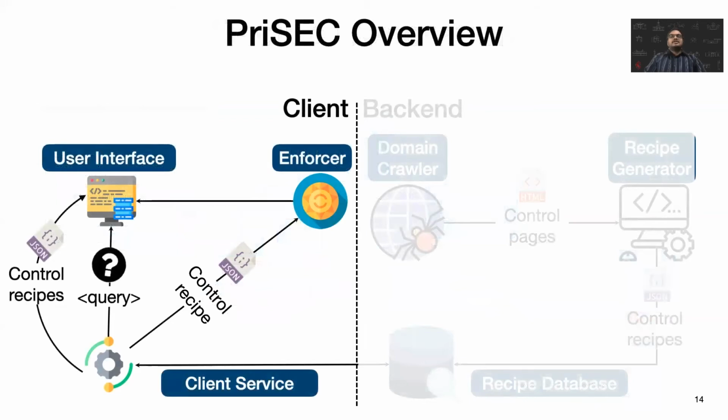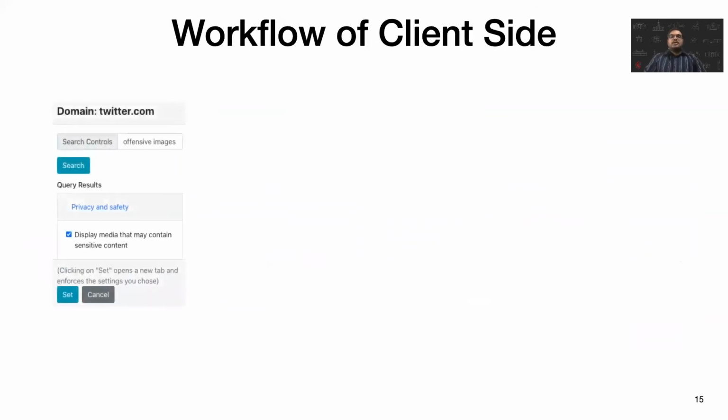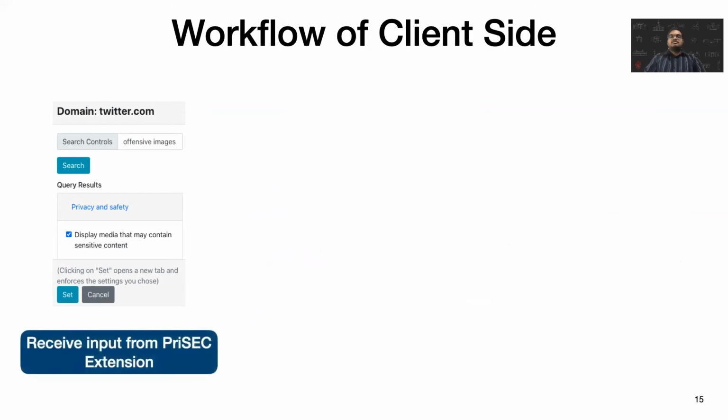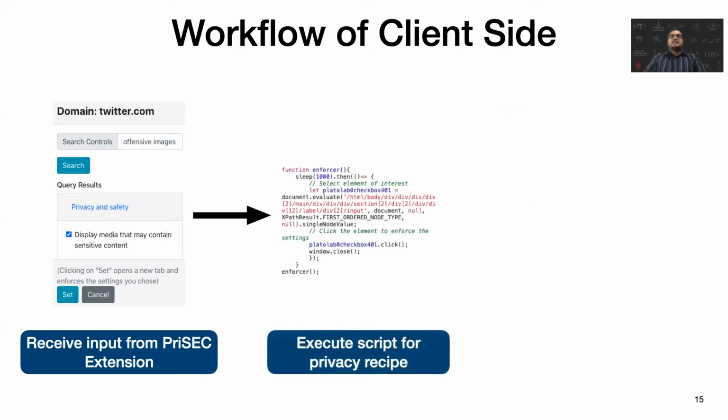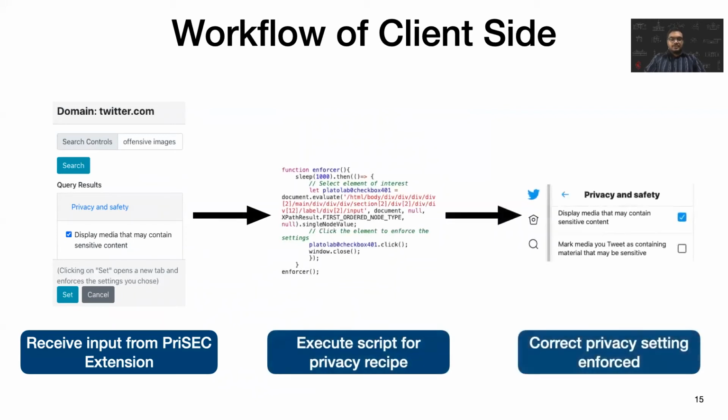Now let's take a look at the client side of PriceSec, where these recipes are served to the users. To use PriceSec, the user activates the plugin from the domain of interest. At this moment, the plugin gets the recipe from the server and presents it to the user. Now here, the user can browse through the settings or search for the setting of interest, as shown in the figure here. Once the user finds the setting and selects their preference, PriceSec generates JavaScript on the fly and injects it in the browser to perform the enforcement.